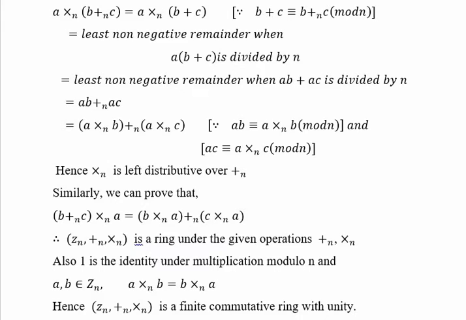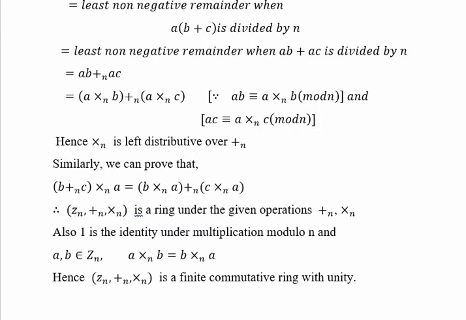Also, we have 1 in the set Zn, which is the identity element of the ring. And also, the commutative property under multiplication is satisfied in Zn, that is A ×n B is always equal to B ×n A. With this, Zn, +n, ×n forms a finite commutative ring with unity. So the set of integers modulo n always forms a commutative ring with unity.